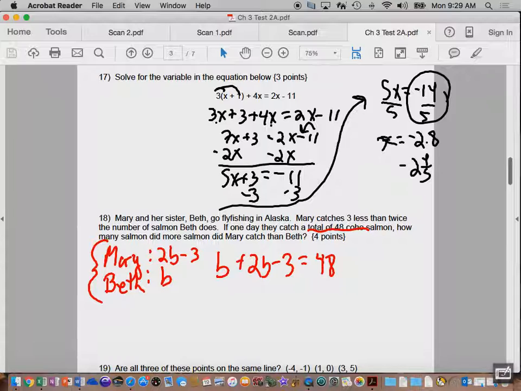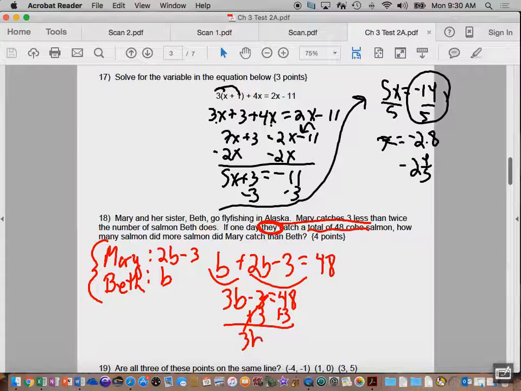So Mary and Beth, in this particular case, taking a moment to set it up where you write Mary and Beth, and you write that Beth is B, and then Mary's 2B minus 3, lets you come over here and remember they catch a total of 48. So you add them up, B plus 2B minus 3 is 48. Now, finishing it off, same side, same operation, 3B minus 3 is 48, plus 3, 3B is 51, divide by 3, B is 17.